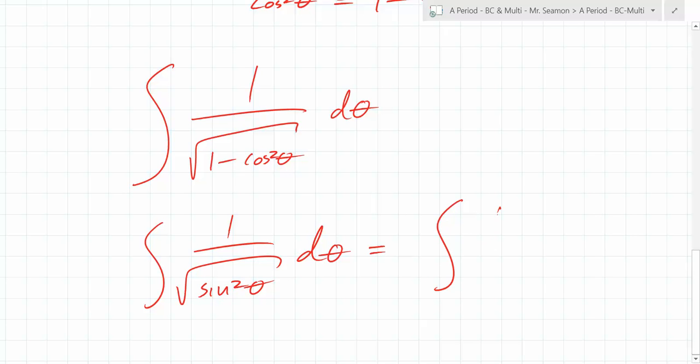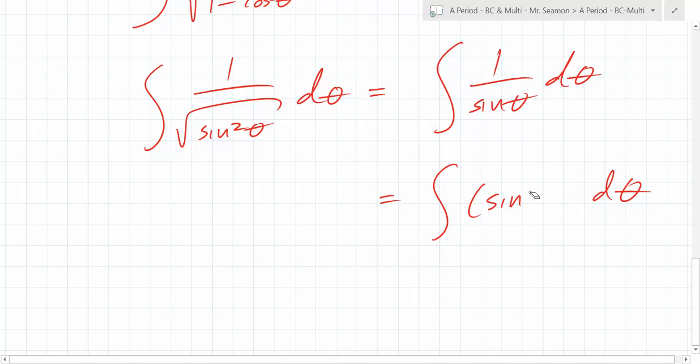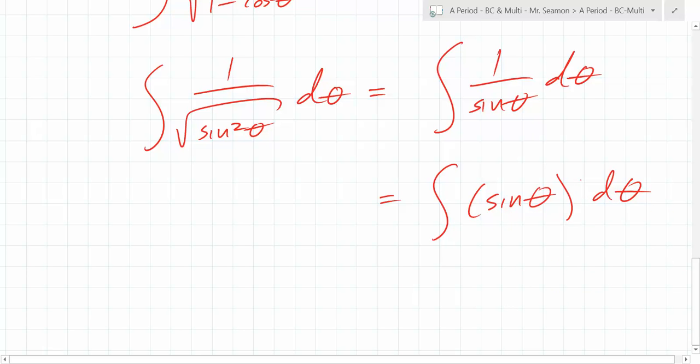It ends up being 1 over sine theta d theta, which is the integral of 1 over sine theta d theta. Sorry, that's not what I meant to write. Is it really important that I don't put that exponent? It is not inverse. Now, is that something you could anti-differentiate in your head?